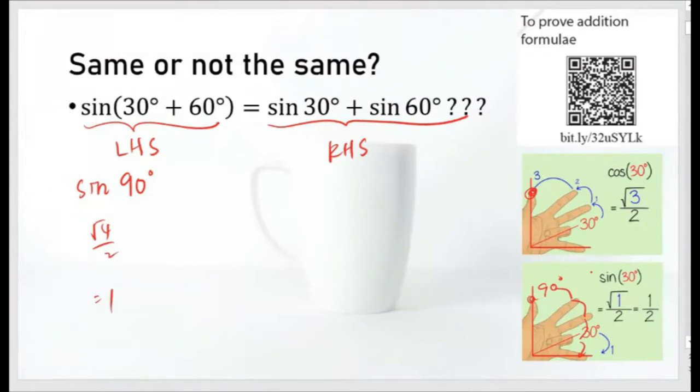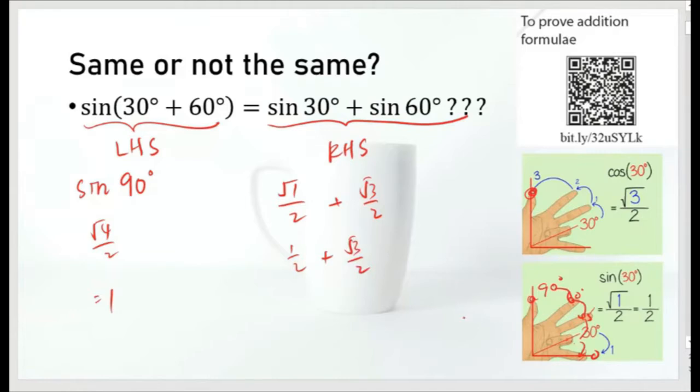So we check the right hand side. What is the value for sine 30 degrees? Sine 30 is here, so it's square root 1 over 2. And sine 60, 0, 30, 45, 60 degrees is here, so 1, 2, 3, square root 3 over 2. So this becomes 1 over 2 plus square root 3 over 2.